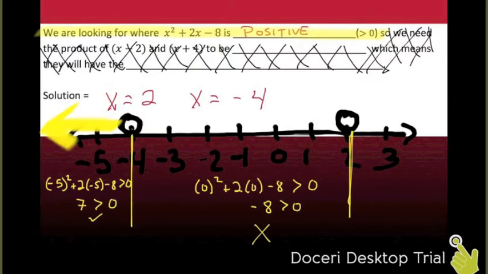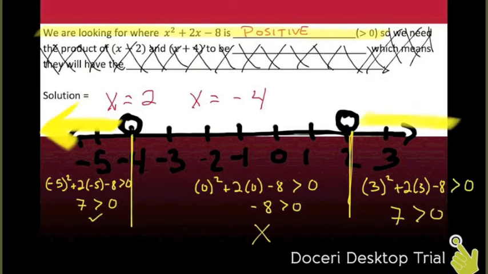And last but not least up here, let's pick 3. We'll have 3 squared plus 2 times 3 minus 8, and we want to know, is that greater than 0? Well, when you plug that all into your calculator, it gives you again a 7, which is greater than 0, so we do want to shade this side right here, making sure we have our arrow on the end. So your final solution there should look something like that.